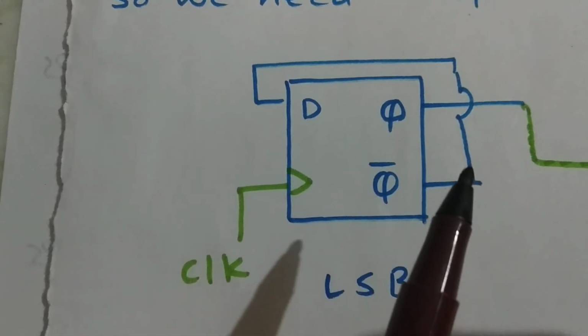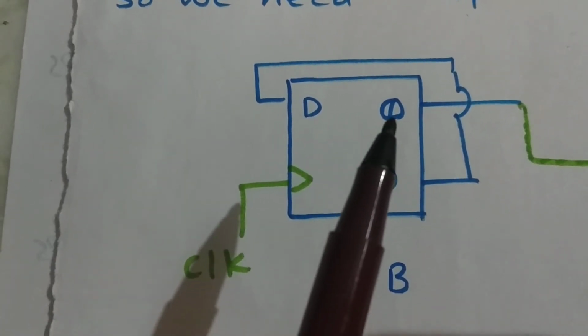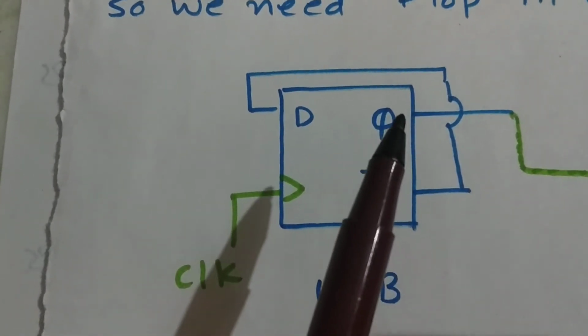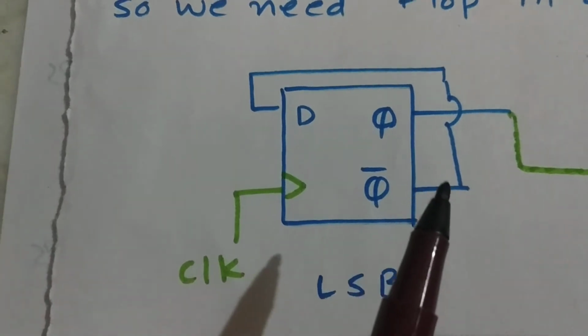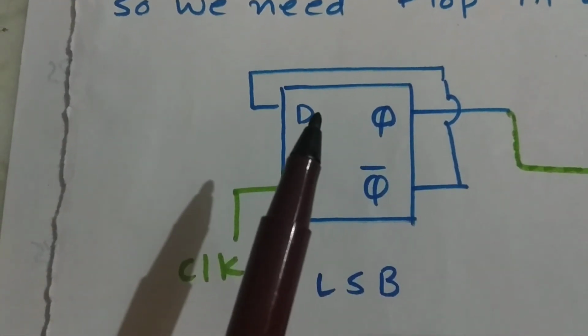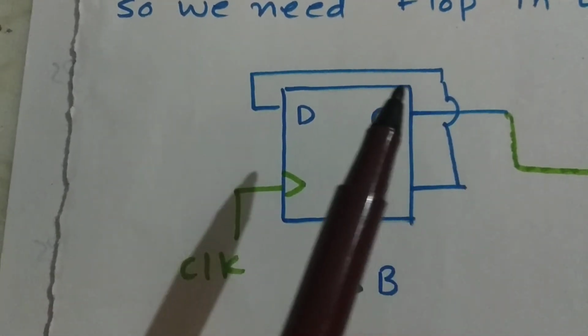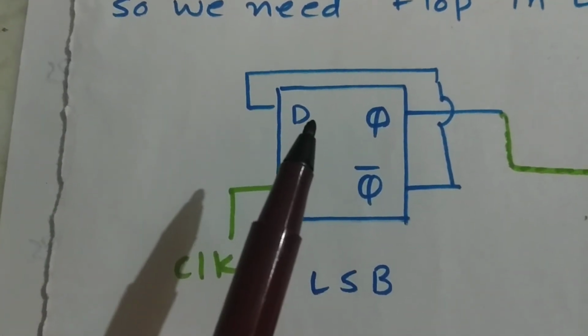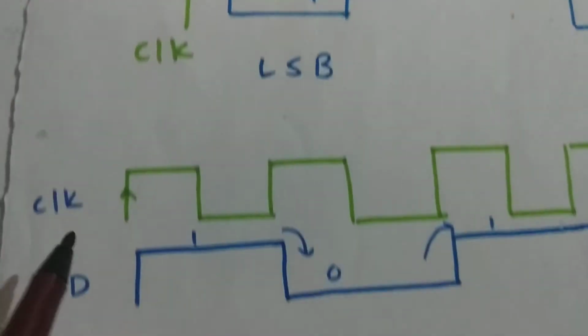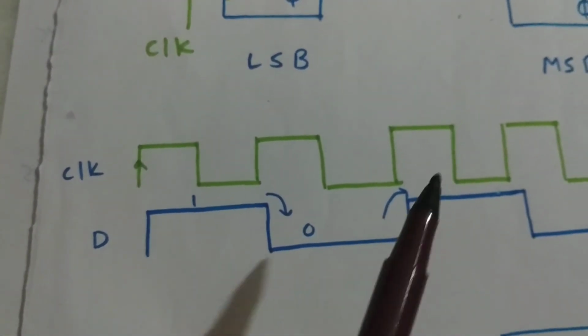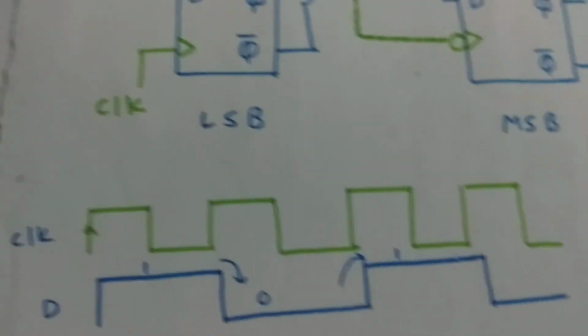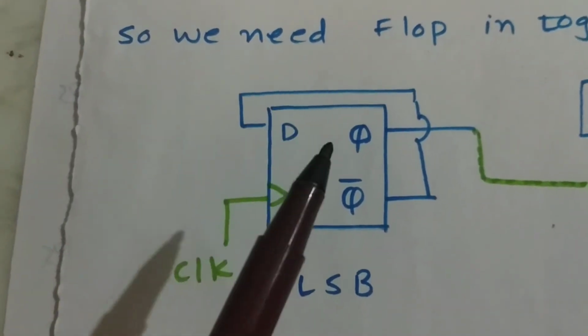So it will be in a toggling mode. First, let us say that Q is 1 and Q bar is 0. So Q bar is 0, D is 0. Then Q will be 0, then Q bar will be 1. Then Q bar will be sent to D. So it will be in a toggling mode just like this, 1 to 0, 0 to 1 and 1 to 0. So the LSB bit is toggling.